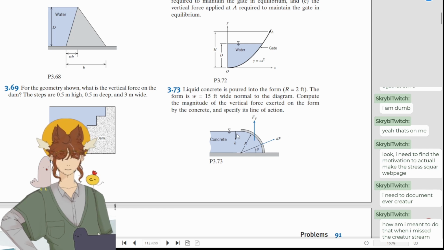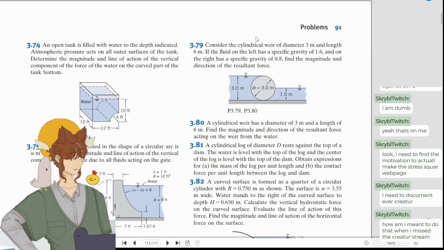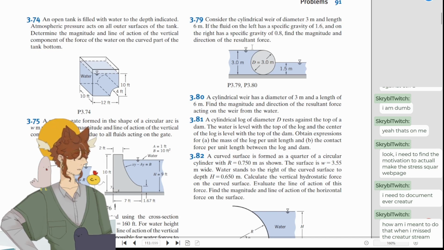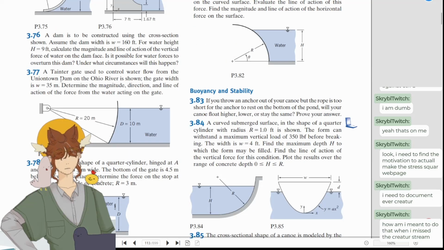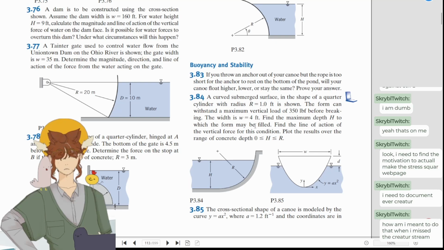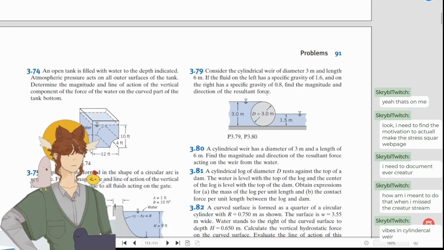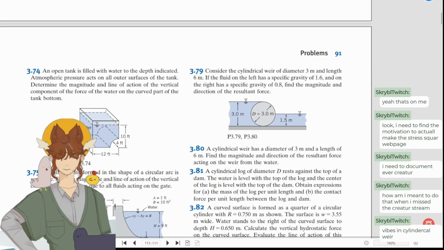I like this one. It's okay. This creature stream is... Ooh, wait. This one is good. Ooh, I'm kind of vibing with the cylindrical weir. This one is not actually an integration one either, which I kind of like as well. Ooh, this one. What is this one? Cross-sectional of a canoe? Okay, let's do this one. This weir is kind of calling to me. Vibes in cylindrical weir, exactly.